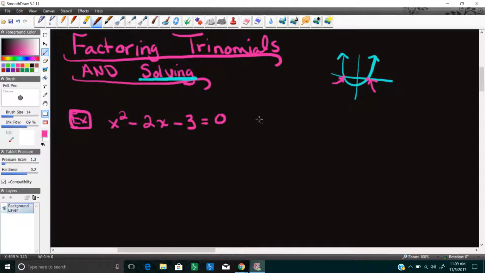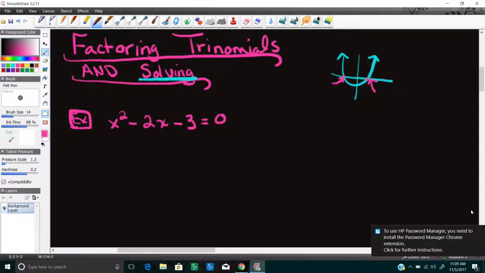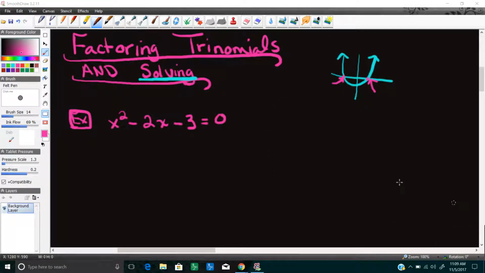For the sake of this video, we're only going to be finding the solutions. We're not going to actually graph them quite yet. This will get us ready for the next lesson in about a couple weeks. All right, so let's look at this example right here. We have x squared minus 2x minus 3 is equal to 0.